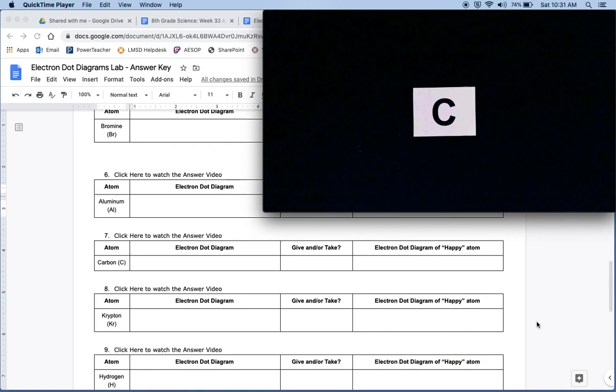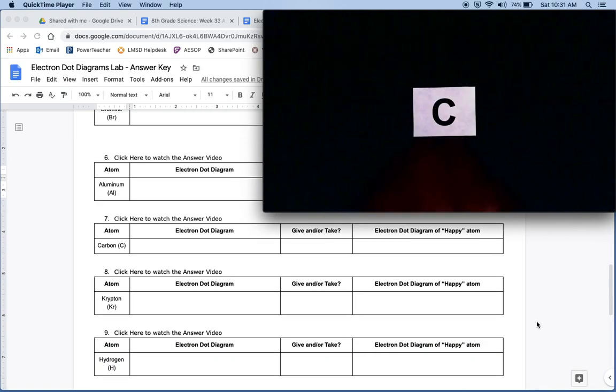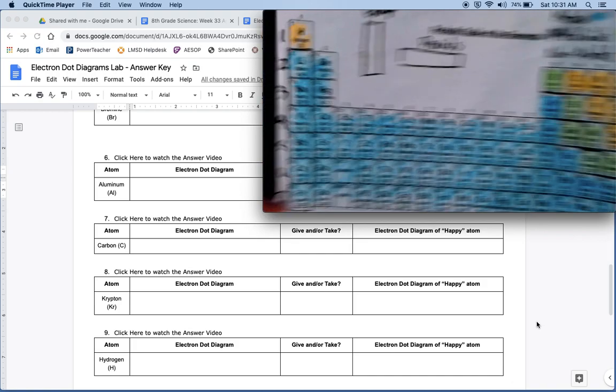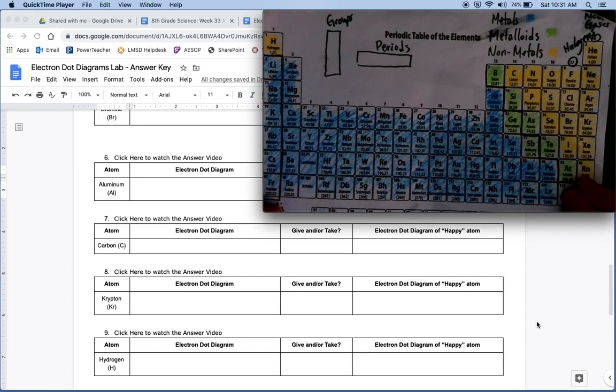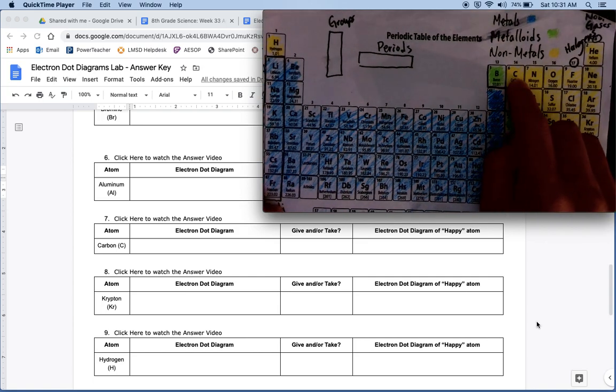All right, our seventh one is carbon, right? We're going to start off by drawing the electron dot diagram. Okay, so let's look over here, put it on here. All right, I see carbon is right there, right? I have to figure out how many valence electrons it has.